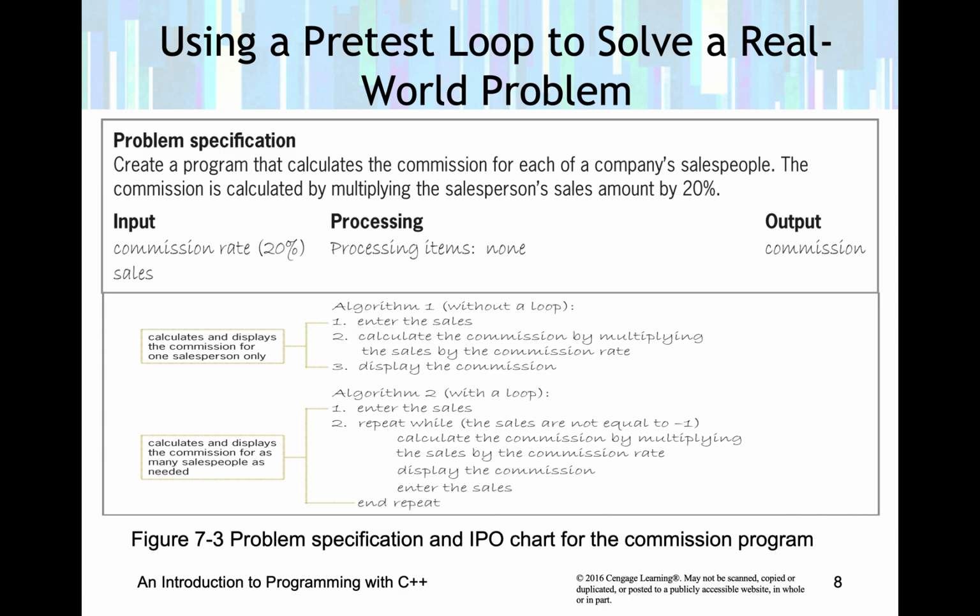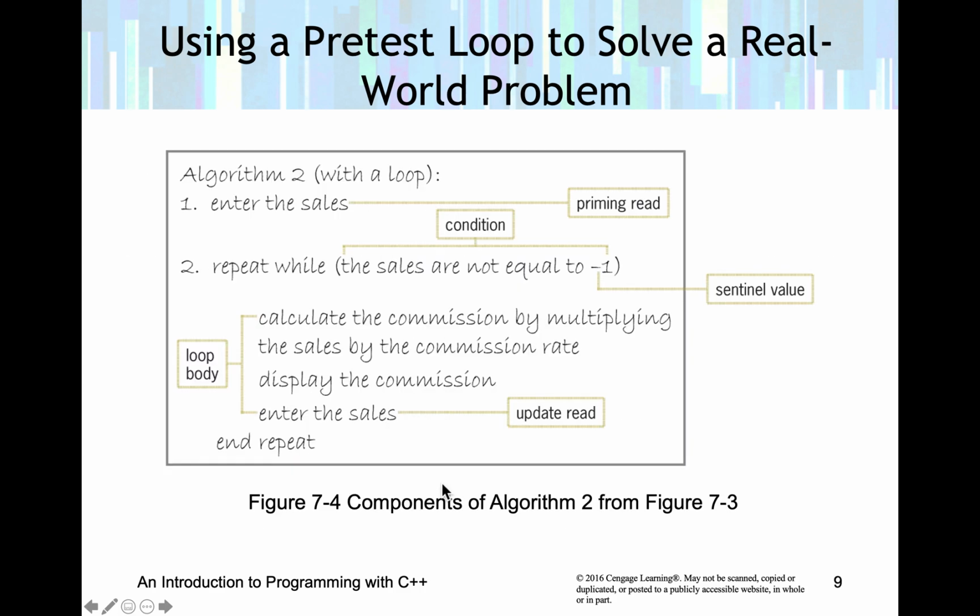Now, if we don't want to keep rerunning the program and we just want it to keep looping and asking us for the next salesperson, we could do something like this example 2, this algorithm 2, which I have a little bit closer here in this slide. So algorithm 2 with a loop.